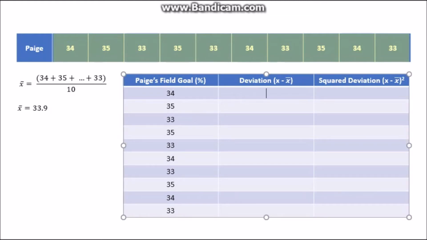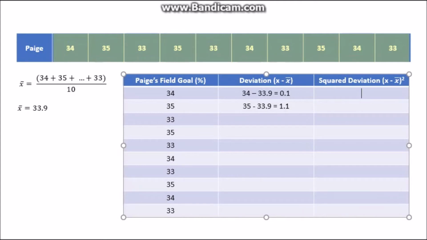So her deviation is going to be 34, which is her x value, minus 33.9, and that equals 0.1. And I can do that for 35 as well. 35 minus 33.9 equals 1.1. Okay, and you can do that for every single one of the values.